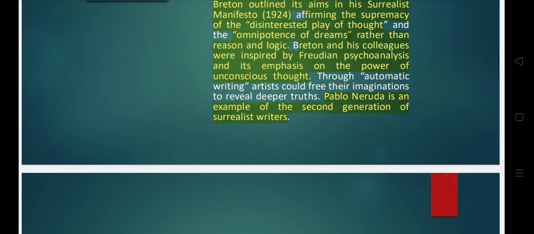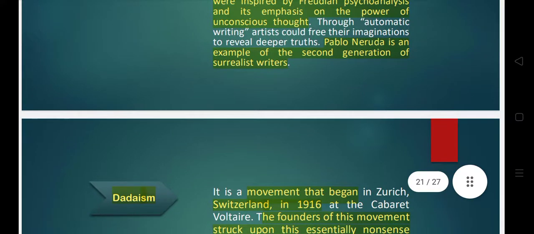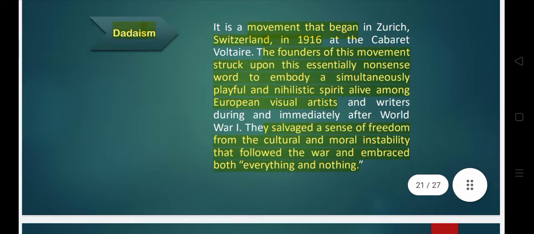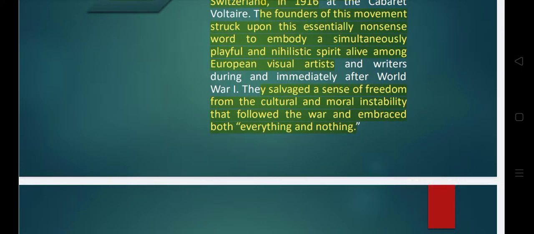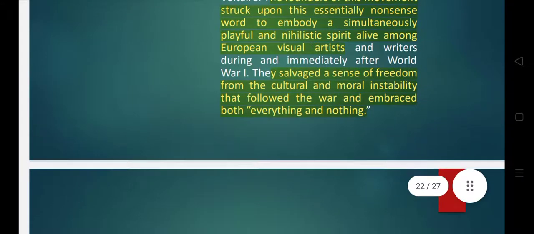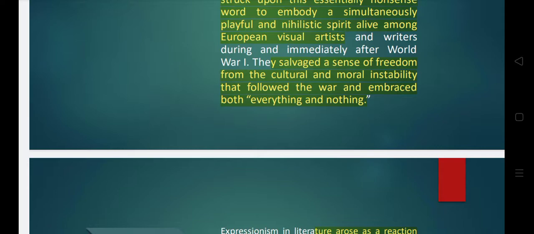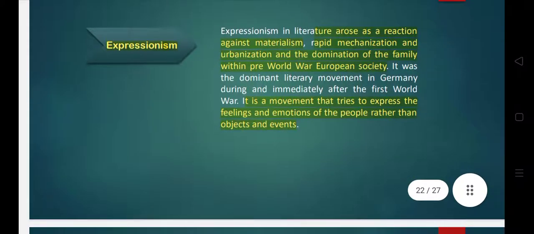And Pablo Neruda is an example of the second generation of surrealist writers. Another important movement is Dadaism, which began in Zurich, Switzerland, in 1916. The founders of this movement stuck upon this essentially nonsense name to embody a simultaneously playful and nihilistic spirit alive among European visual artists. So the main theme was nihilism, meaning the meaninglessness of life. They salvaged a sense of freedom from the cultural and moral instabilities that followed the war, and they embraced both everything and nothing. So this nihilism, nothingness, was the main theme, and then comes Expressionism.